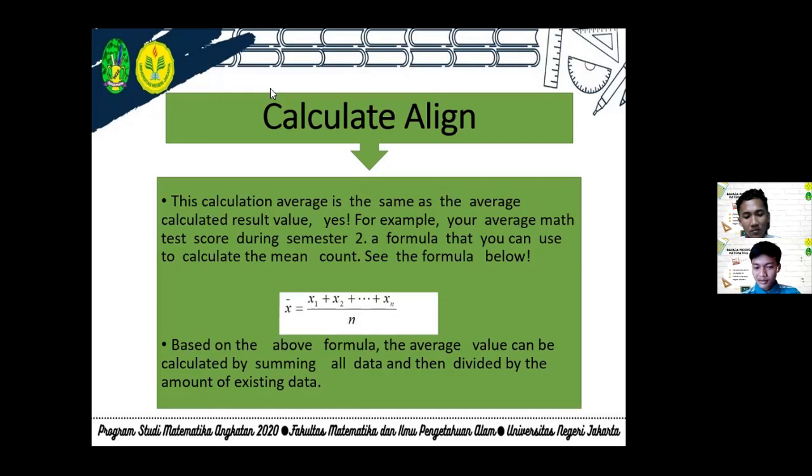The average is x1 plus x2 plus until xn, divided by n. Based on the above formula, the average value can be calculated by summing all data and then dividing by the amount of existing data.